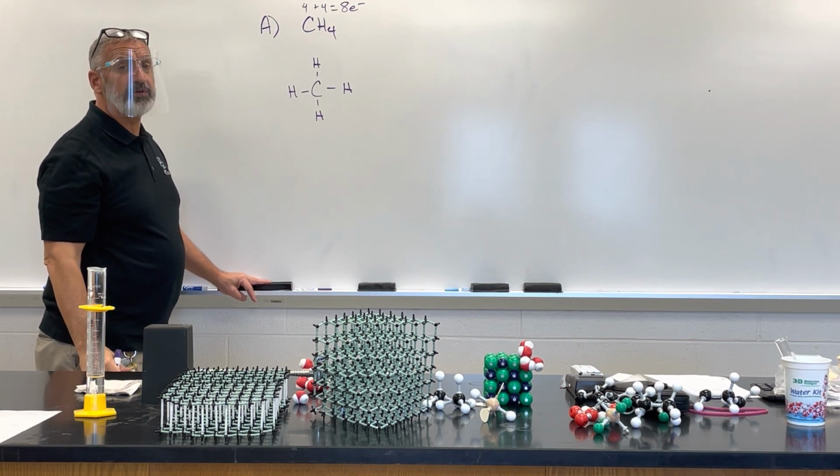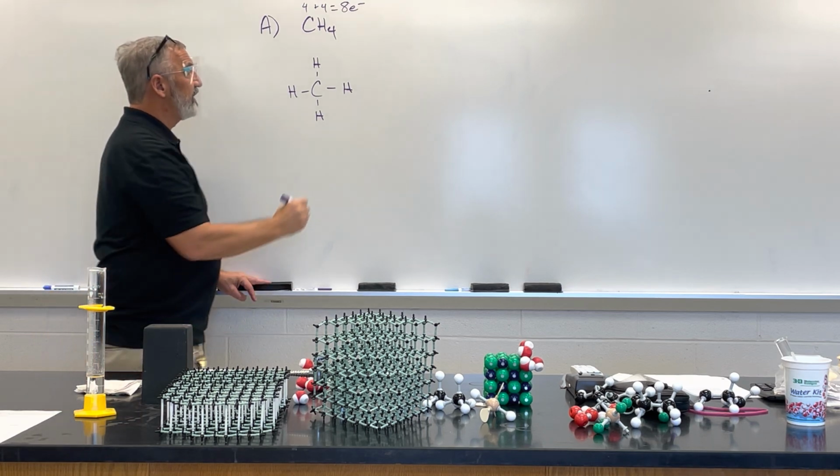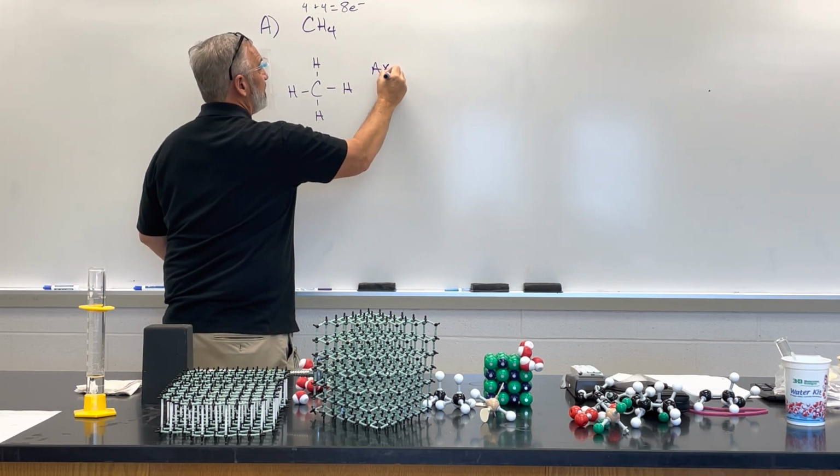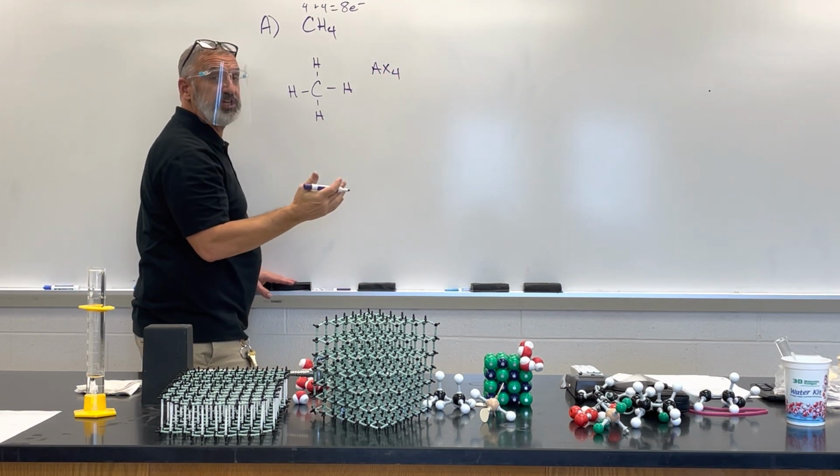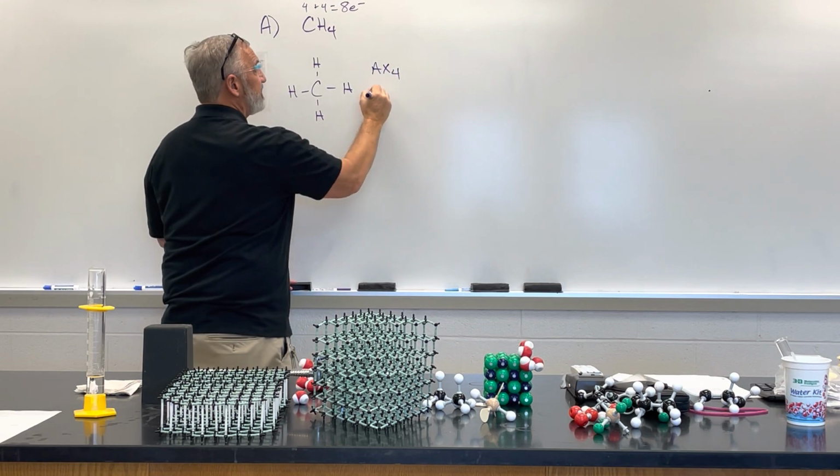So what's my AX formula on this? AX4. Okay? Then you go and you look on your sheet and you see AX4 is a tetrahedron.